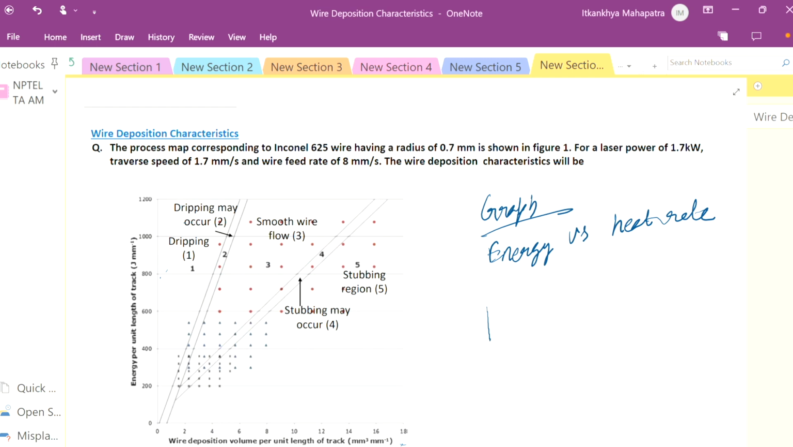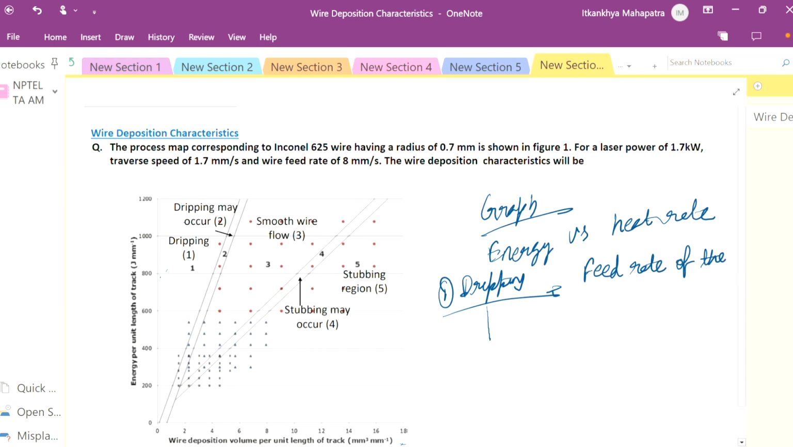So in the first case, when dripping occurs, the feed rate of the wire is less and energy per unit length of track is more. In this case, dripping occurs. So what is dripping? Dripping is when wire is deposited in the form of drops.